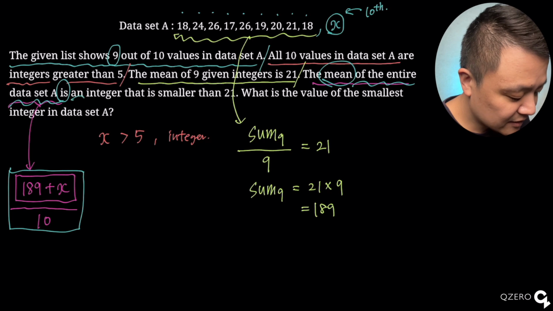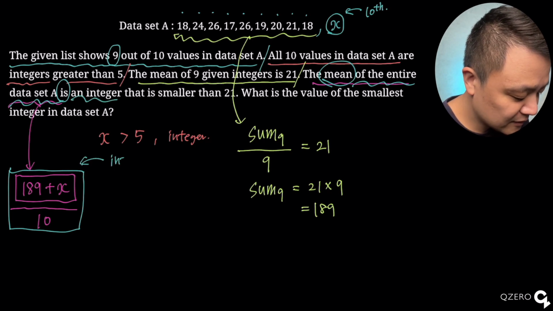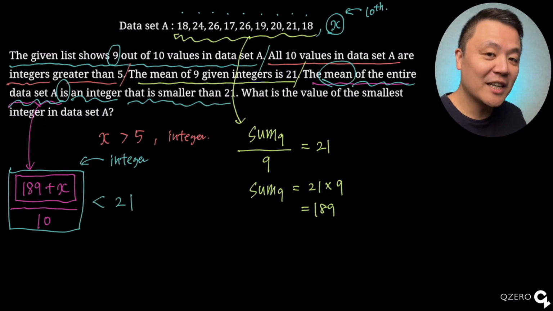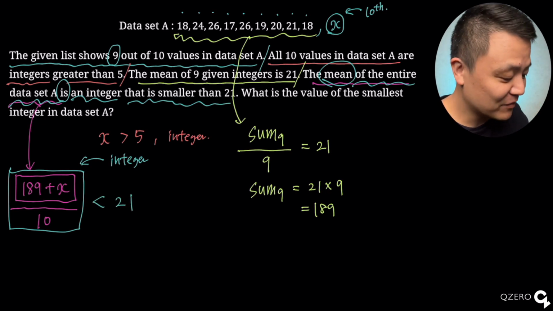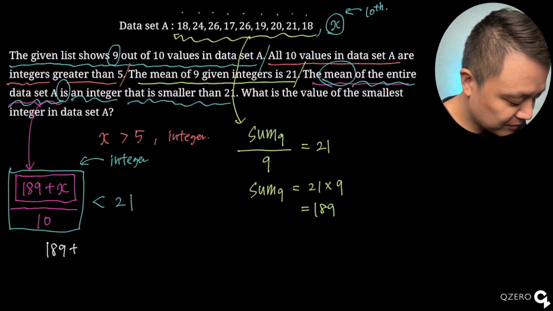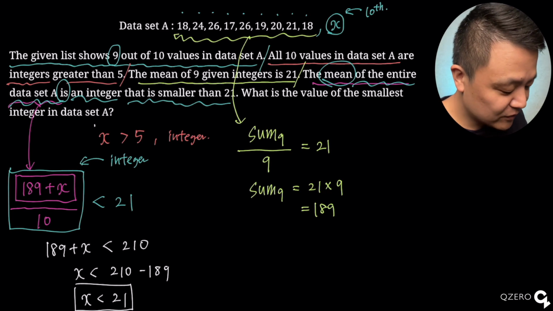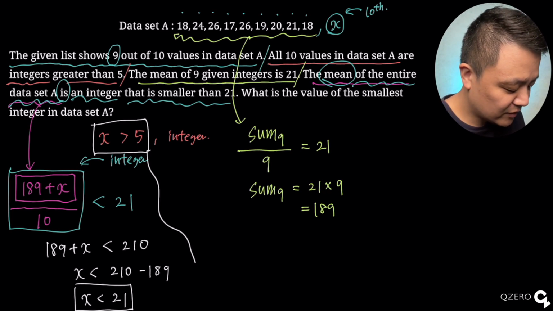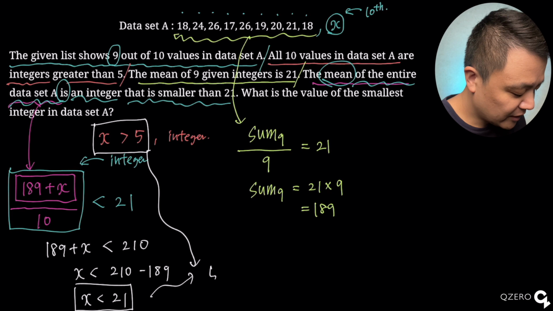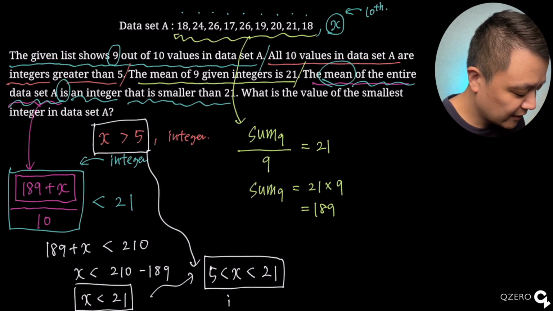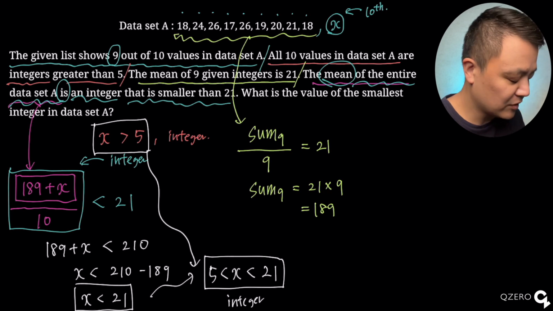And it's saying it's an integer. So this is an integer that is smaller than 21. We have an inequality, so why don't we just solve it for x? I'm just gonna multiply 10 to both sides and subtract 189. Then x has to be smaller than 21. We have two inequalities here for x to satisfy. So we have a lower boundary for x and an upper boundary for x, and x has to be an integer.